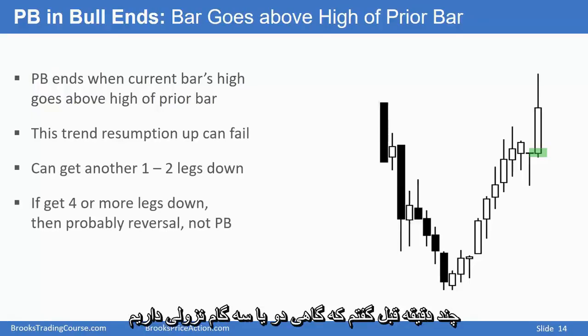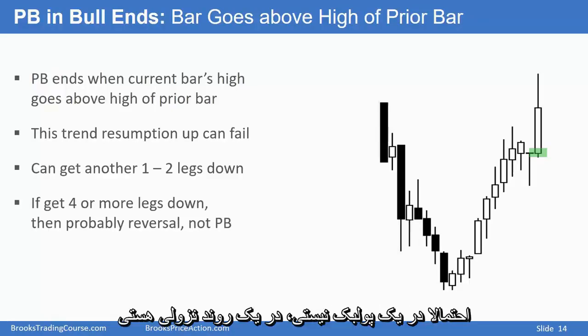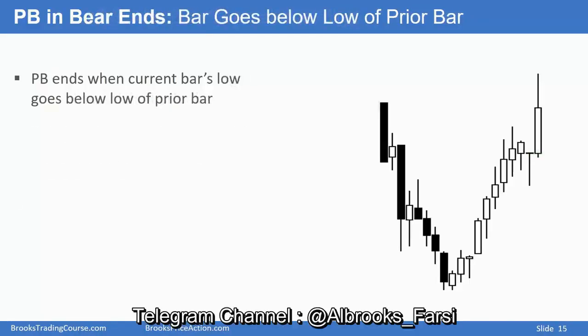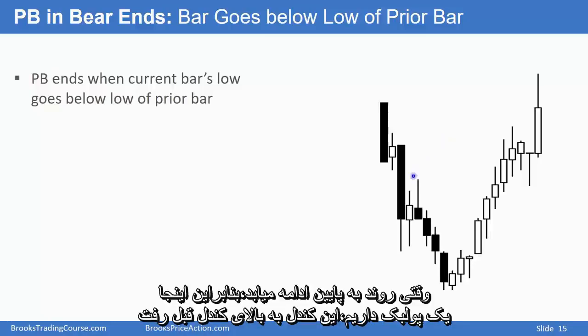And I said a few minutes ago that sometimes you get a second or third leg down, but if you start to get 4 or 5 legs down, you're probably not in a pullback. You're probably in a bear trend. In a bear trend, a pullback ends when the trend resumes down.